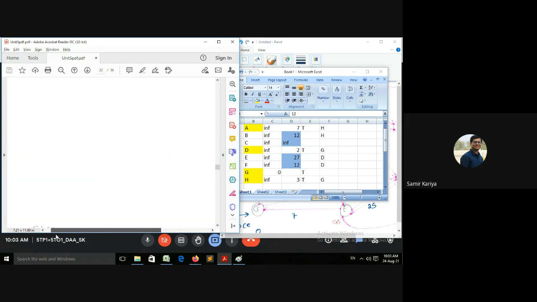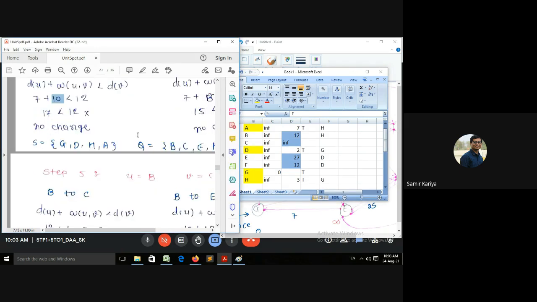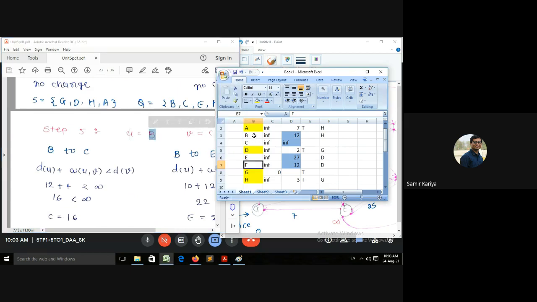Now next step, how many nodes are remaining here? Blue color 12, infinite, 12, 27. Now here are two options. You may select B as well as F. Anyone can select. So in my answer, I have selected this one, capital B. So let's select this one, B.